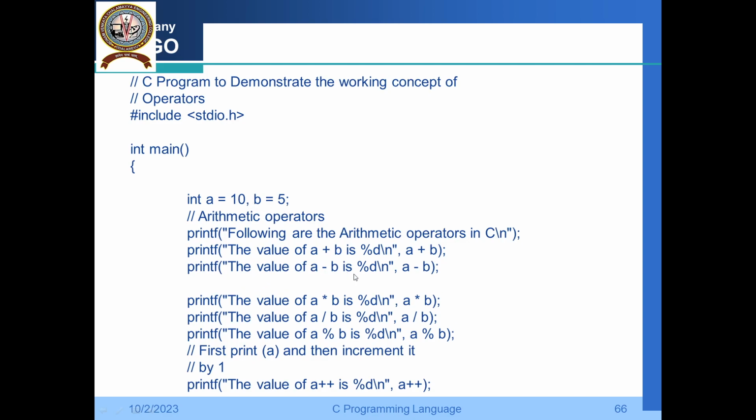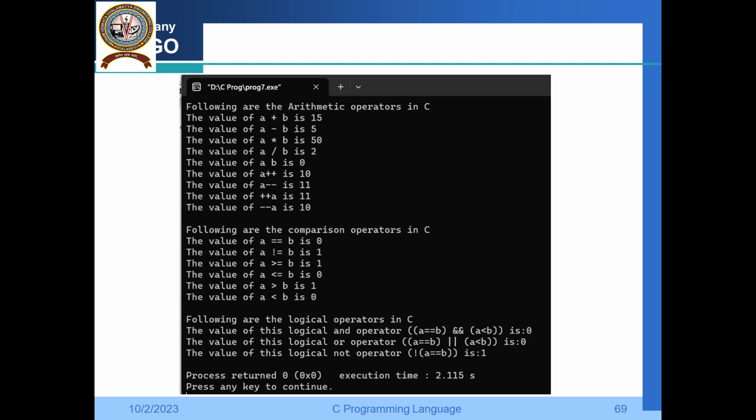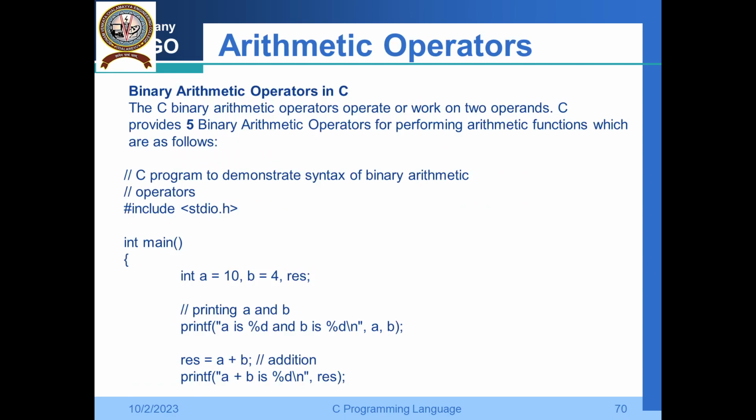The value of a minus b is, up to the double quotation it will be printed as it is, it will not be evaluated. a minus b, that is 10 minus 5, it is equal to 5. Similarly, it will be 10 into 5, 50, and 10 by 5 is equal to 2, like that you can get all things, right? Similarly, other things also we can do. All the operations I have shown you are explained here, and you can see the output here by executing.